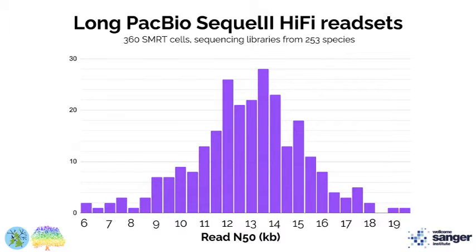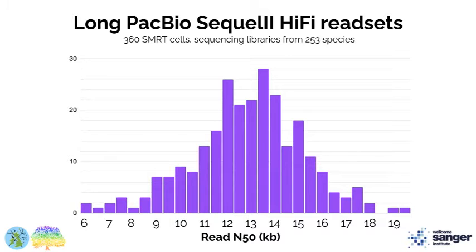Showing that we're getting an average read length of about 13 or 14 kilobases. But the important thing is these reads are as good as the best quality Sanger reads or the best quality Illumina reads. So they are extraordinarily high quality. And this allows us to generate very high quality genomes.